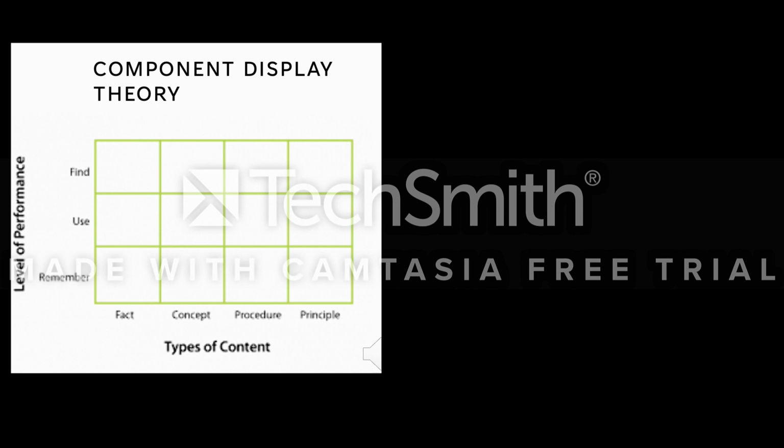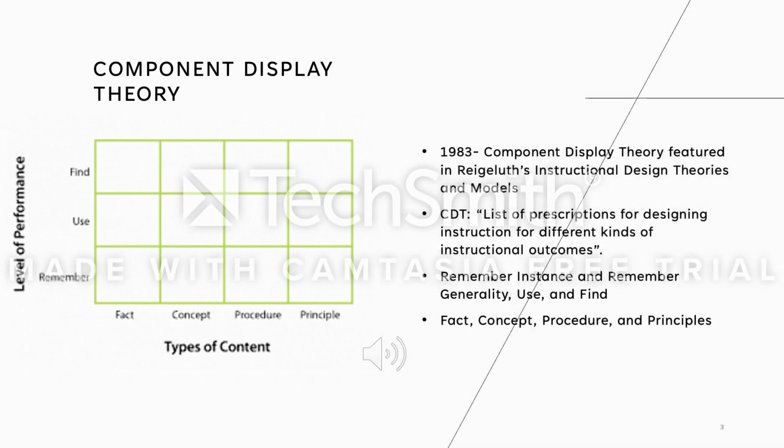The vertical axis represents the level of performance, including remember instance, remember generality, now combined as remember, use, and find. The horizontal axis represents the types of content, including fact, concept, procedure, and principle. This table is used to identify instructional objectives.